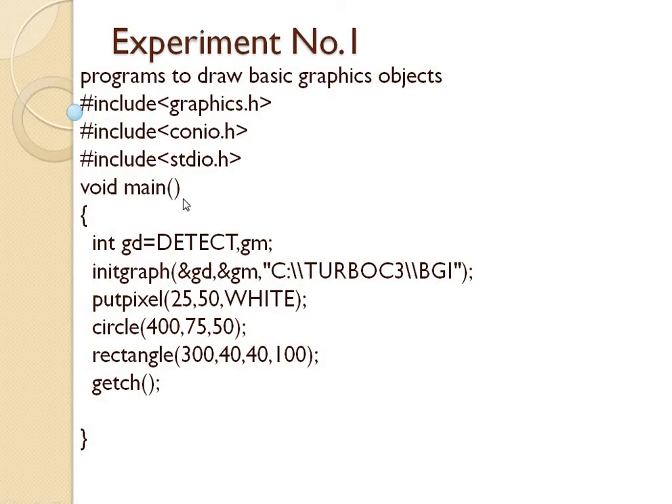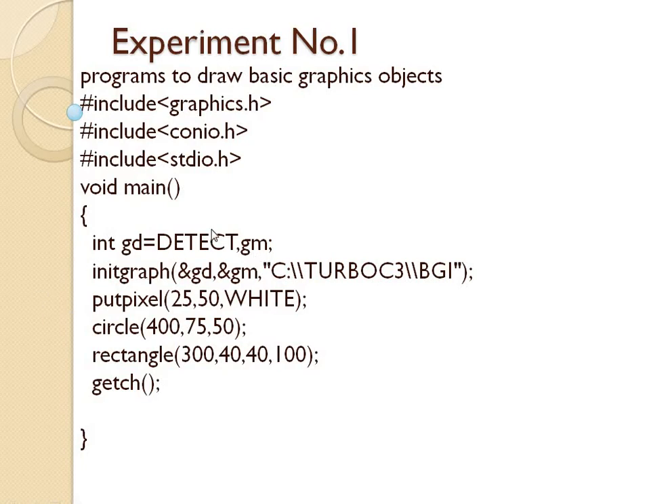Then after that we use the main function, that is void main, and we close this void main with getch function. In this we first initialize our parameters, that is int gd is equal to detect. The detect function is used to find out the graphics driver and the graphics mode. Then gd is equal to detect and gm is graphics mode.